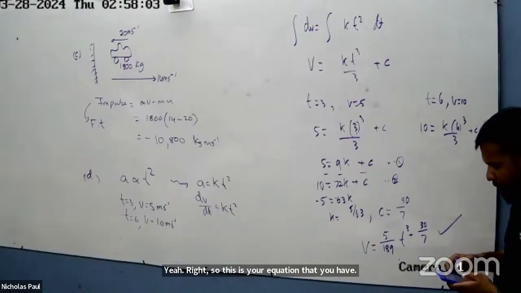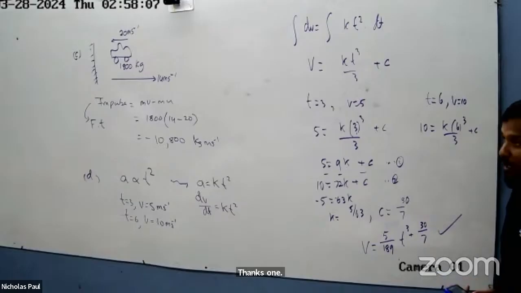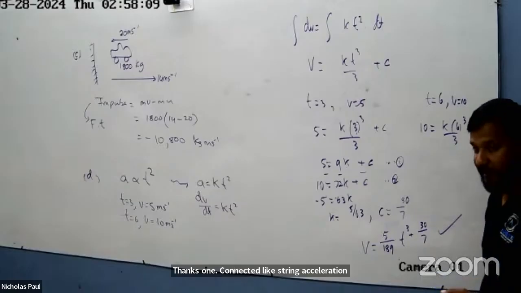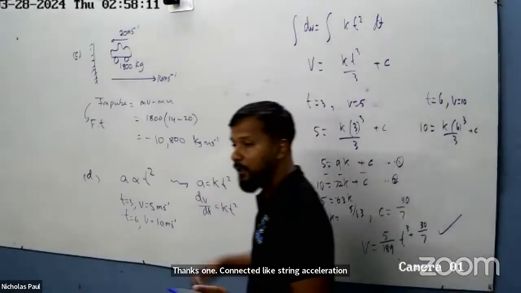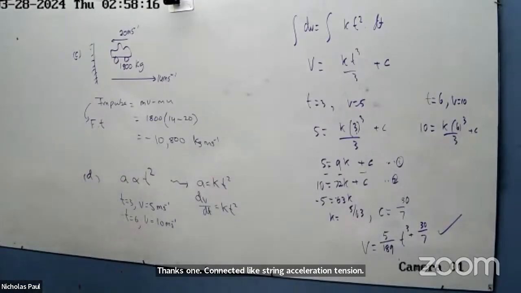Next one. Connected light string, acceleration, tension, basic. Number 6, finish that fast. Number 6A, move out that fast.